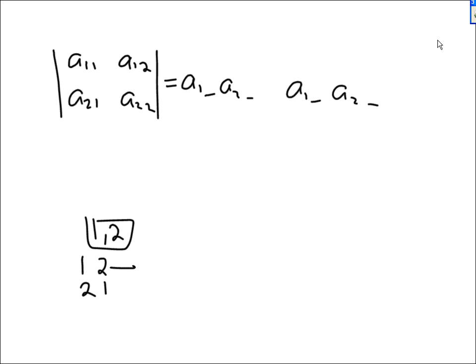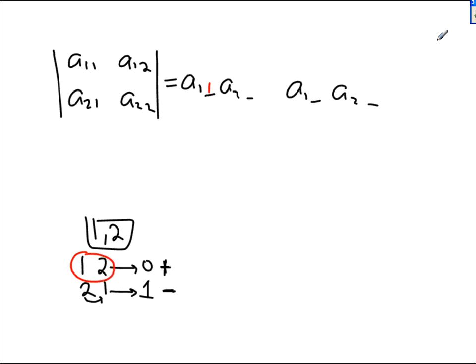Oh, and this permutation has no inversions. Even, plus. 2 is before 1, but 2 is bigger. So that permutation has 1 inversion, and 1 is odd, so we put negative. Where do we put this plus minus? That's coming right up. 1, 2 is 1 permutation of their columns.